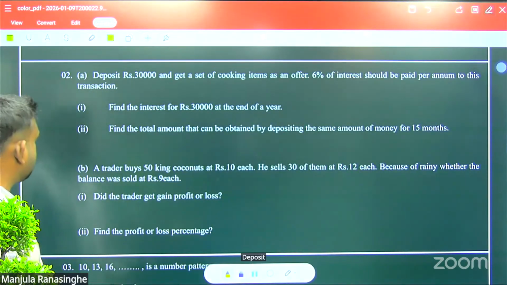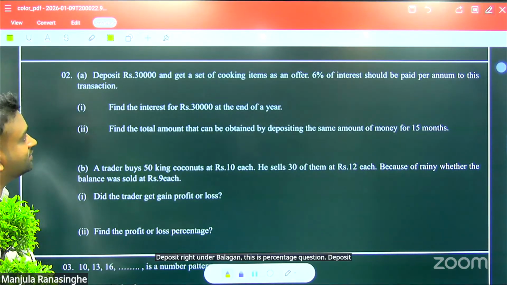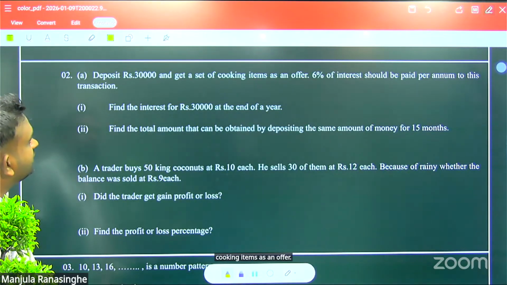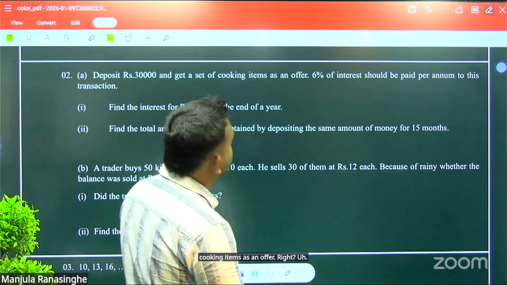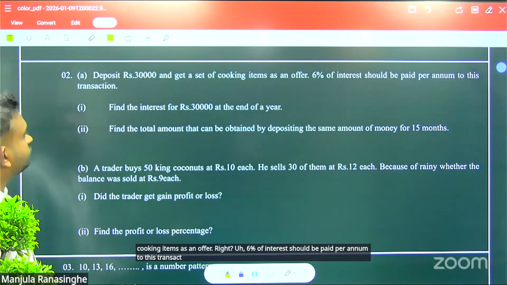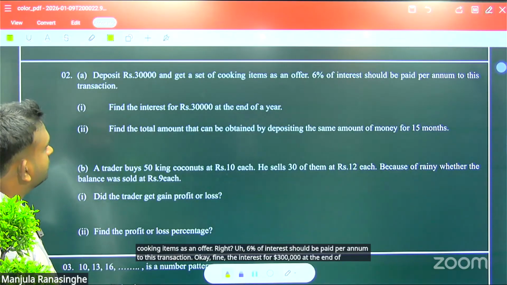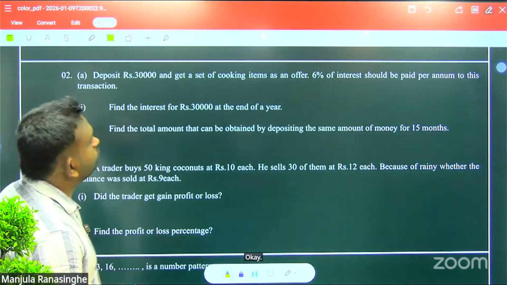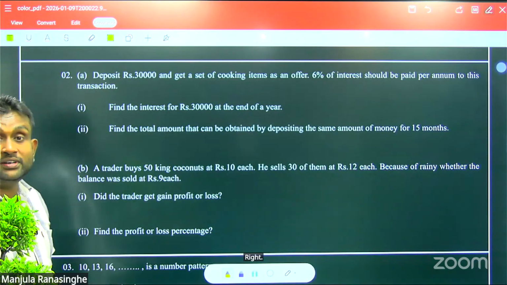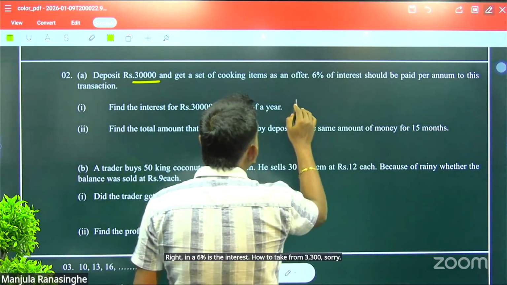Deposit, right, this is a percentage question. Deposit 30,000 and get a set of cooking items as an offer. 6% interest should be paid per annum on this transaction. Find the interest for 30,000 at the end of the year. 6% is the interest. How do we calculate 6% of 30,000?